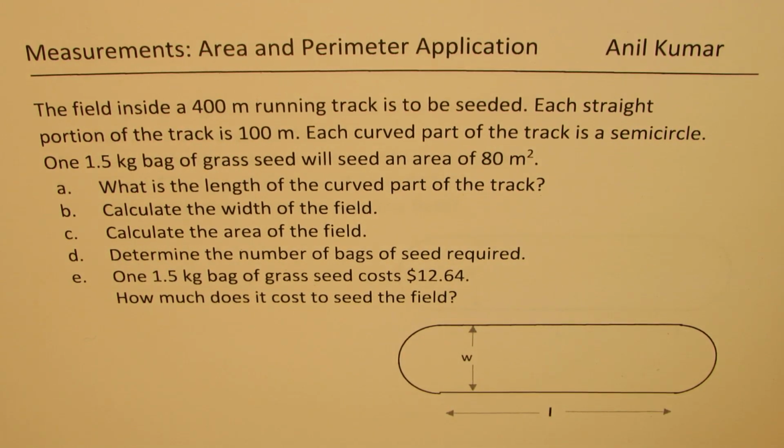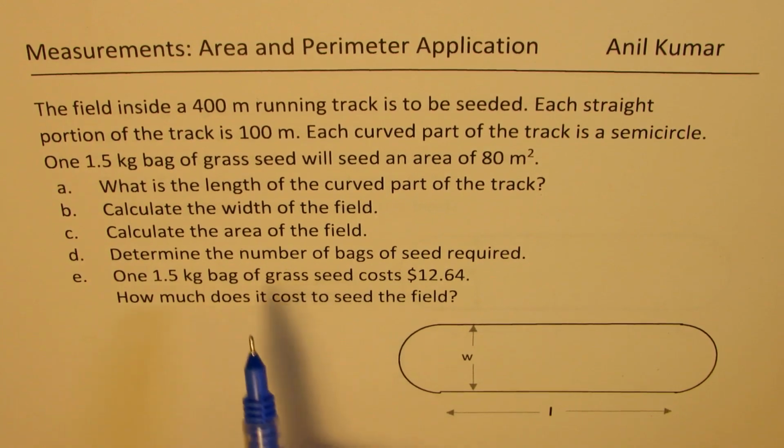The question here is, the field inside a 400-meter running track is to be seeded. Each straight portion of the track is 100 meters. Each curved part of the track is a semicircle. One 1.5 kg bag of grass seed will seed an area of 80 meters square. Based on this information, we have 5 questions to answer.